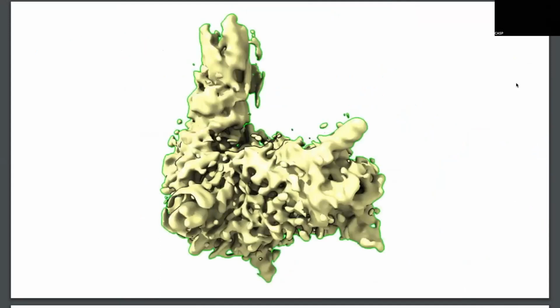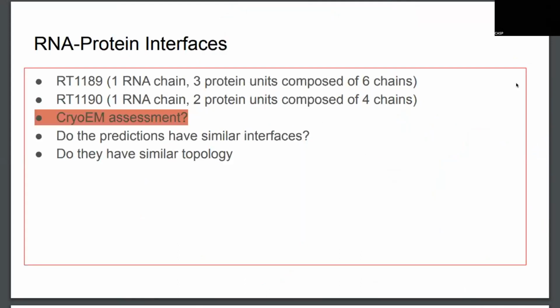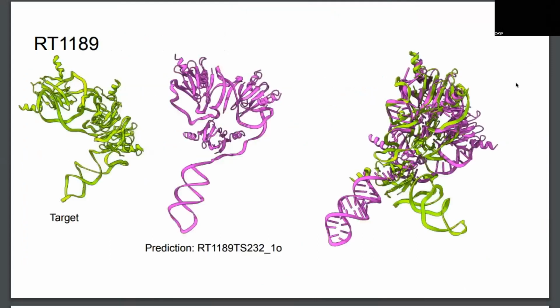Unfortunately, the CryoEM maps were very low resolution and very noisy, and I gave up on that idea. So instead of using the CryoEM data, we tried to determine whether the interfaces were present in the predictions, and to also look at the topology.